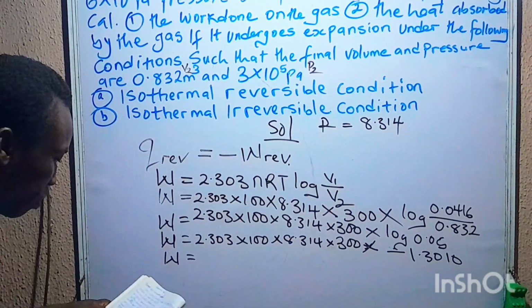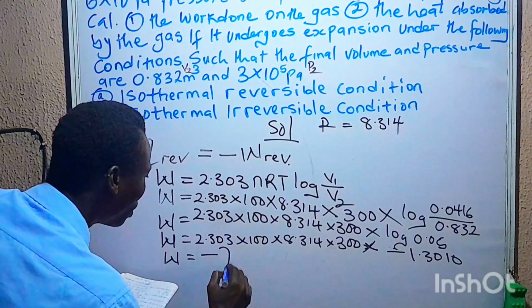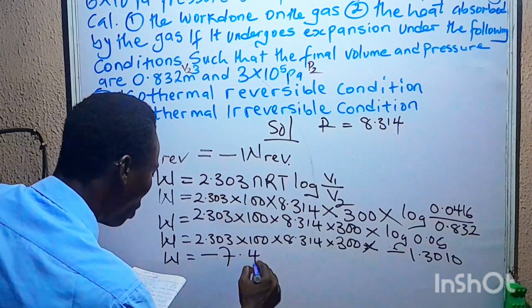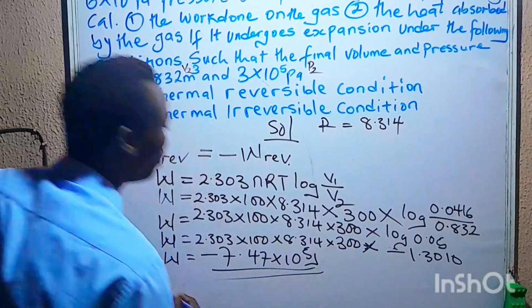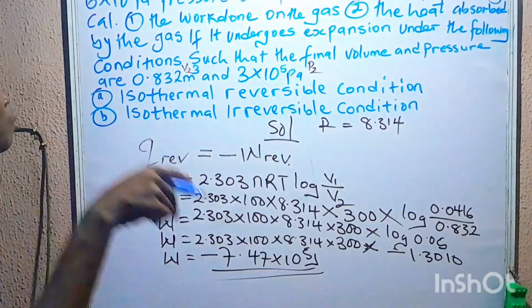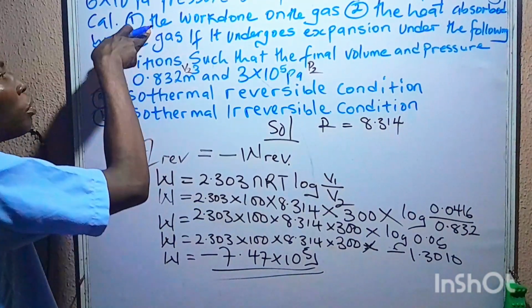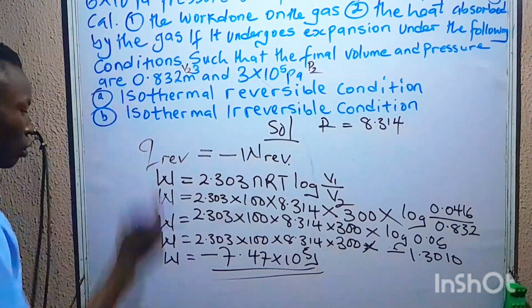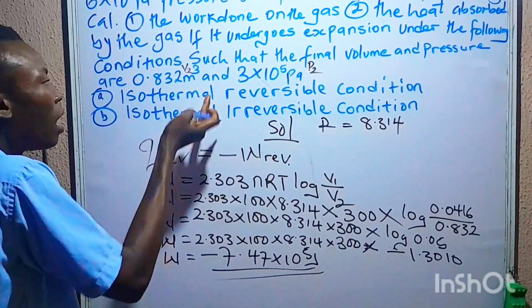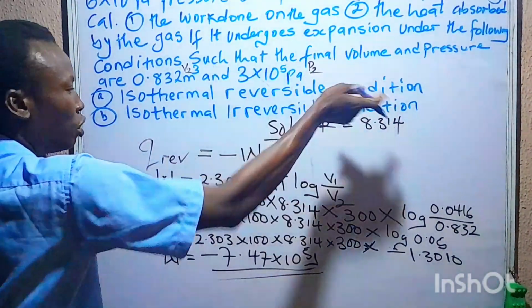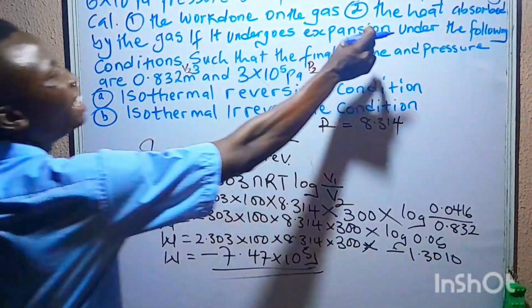The final value you should obtain for this should be minus 7.47 times 10 raised to the power 5 joules. That is the final value you should obtain there. The question asks you to calculate the work done. So if work done is equivalent to this one here, under what we call isothermal reversible condition, then what will now be the heat absorbed?